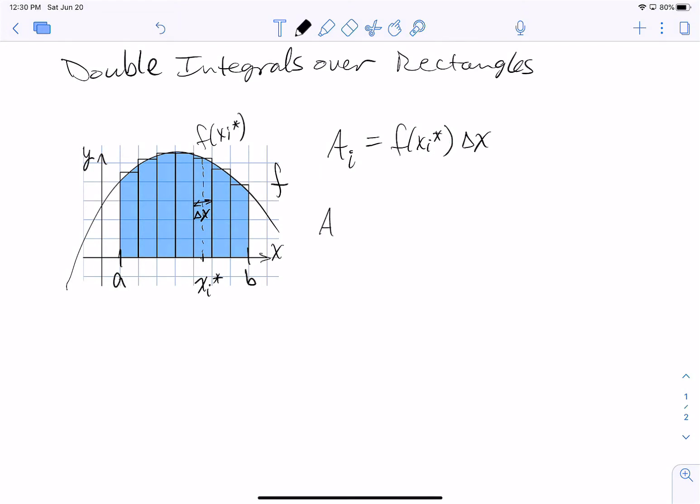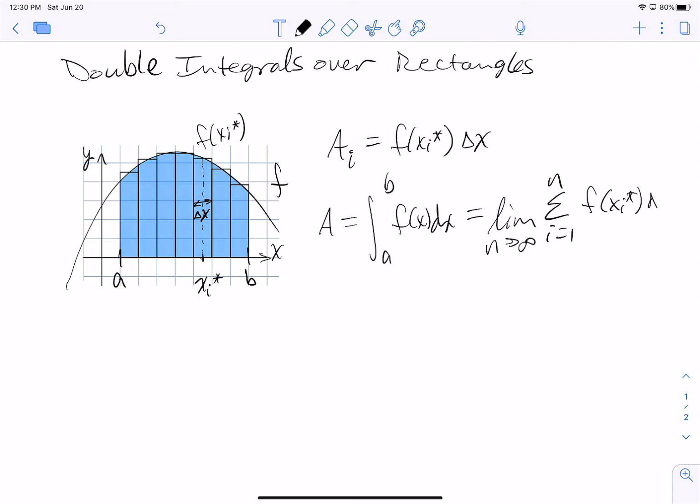The actual area under the curve would be given by the integral from a to b of f of x dx, and that's the limit as n approaches infinity of the sum as i goes from 1 to n of f of x sub i star times delta x, letting the width of each rectangle go to 0 and summing up an infinite number of such rectangles.